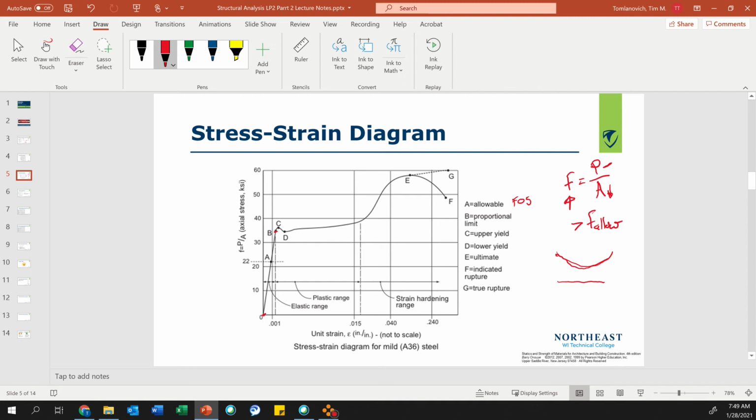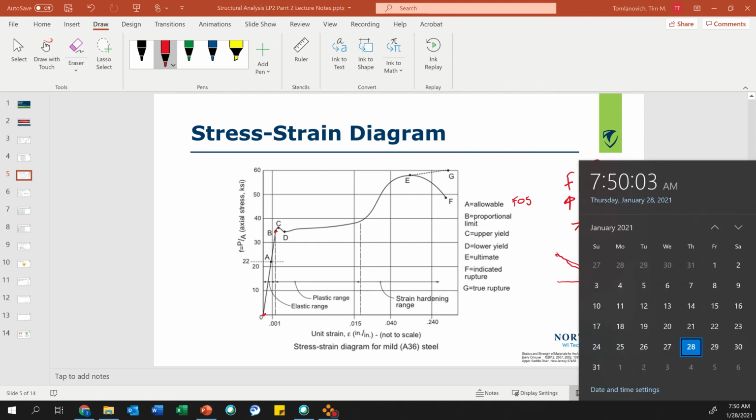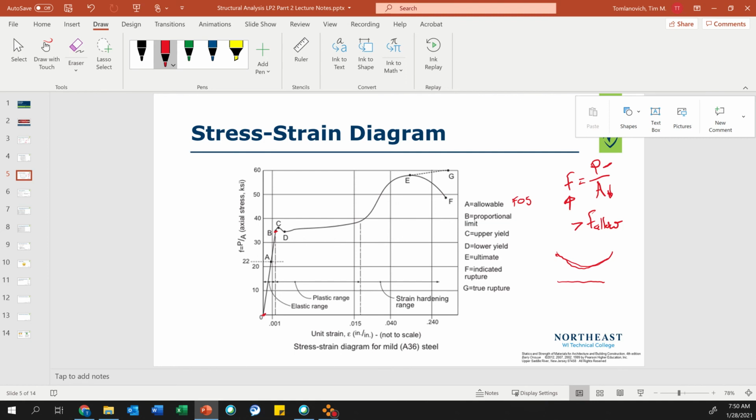Okay. So that's the proportional limit. And then C is the upper yield and D is the lower yield. So this is what happens in steel. You get an upper yield and a lower yield. It has to do with the manufacturing of steel. I don't know the details, but just remember the upper yield is the point when we start getting plastic deformation. Okay?